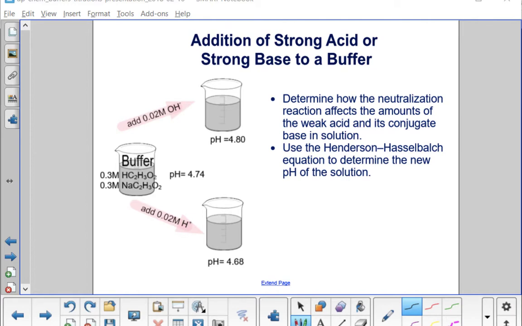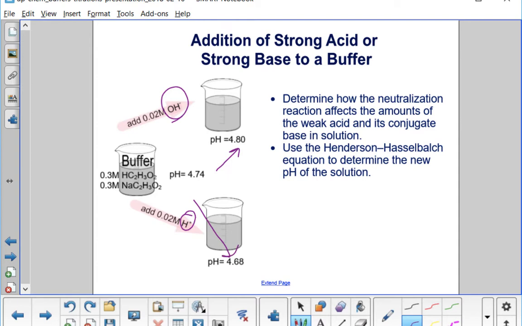So here's that same schematic, but as a visual. If I start with a buffered solution of acetic acid and acetate ion, and I add hydroxide in the form of a strong base, then the pH increases. If I add H plus in the form of a strong acid, then the pH decreases.